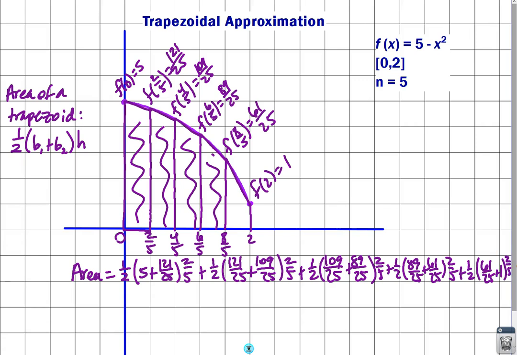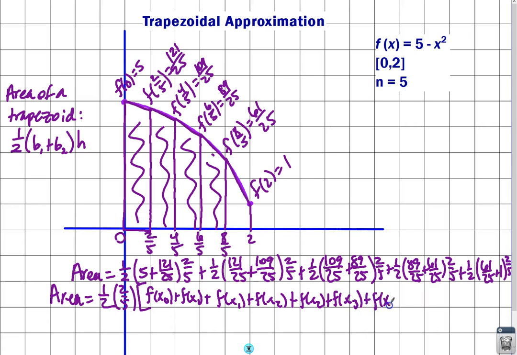Oh, that's so gross. I wish we could clean that up in some way. Wait, maybe we could. So the area is equal to, the 1/2 is always there, right? The 2/5 is always there. Put that out front, okay? And then you've got your function values here, right? So, this was f of x0 plus f of x1 plus f of x1, f of x2, f of x2.